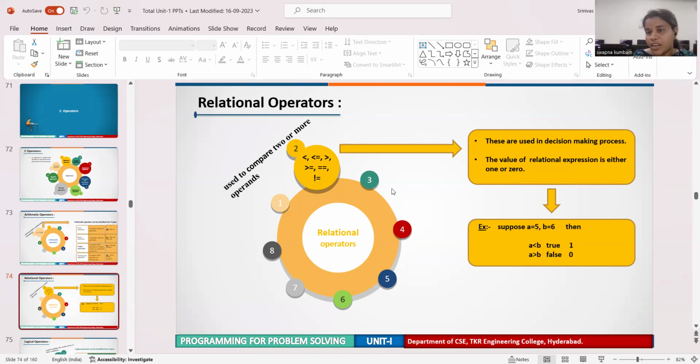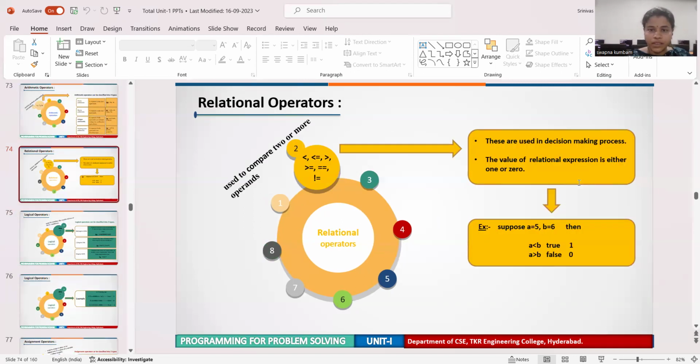So relational operator is used to compare the two elements, and it will specify whether the comparison is done correctly and we are getting the correct result or not. So here we'll see what are the various relational operators we can perform. This is the first type of operator. Second, we'll see the second type of operators.